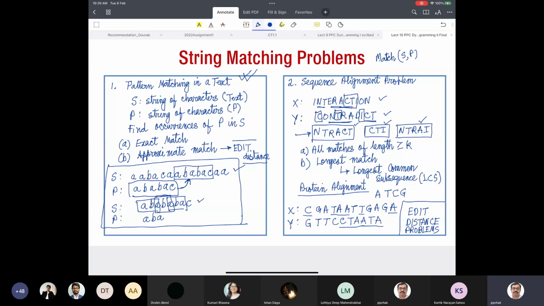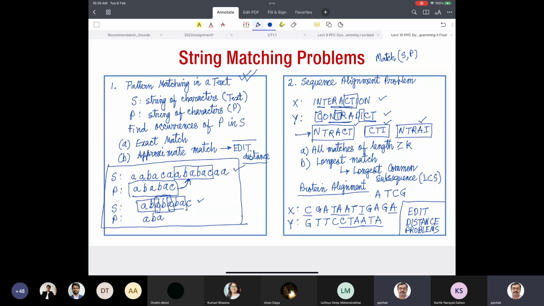Yes, sir. Sir, I was thinking we can check the first element of S with the first element of P. If it matches, we can remove the first element of S and then recursively call it again. And if it does not match, then we can just increment the index of S and call it so that it starts comparing from the first index.